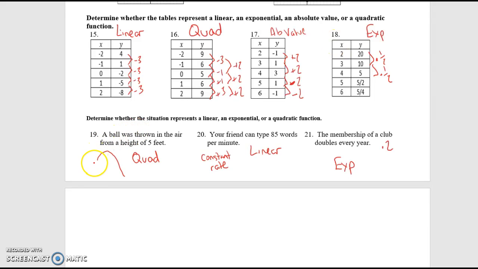Just think about what happens when you throw a ball into the air. It's going to come down. That's going to be quadratic. Your friend can type 85 words per minute. That's a constant rate, so linear. And then lastly, if something doubles every year, that's times 2.